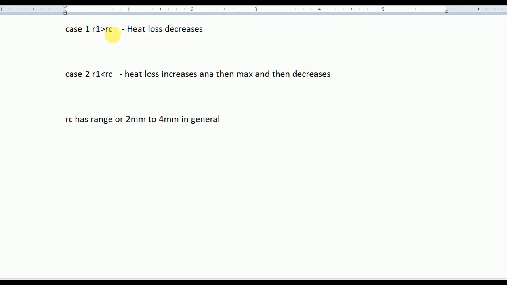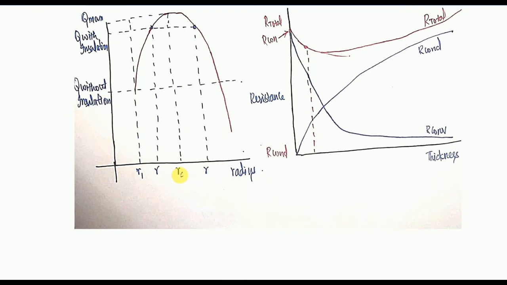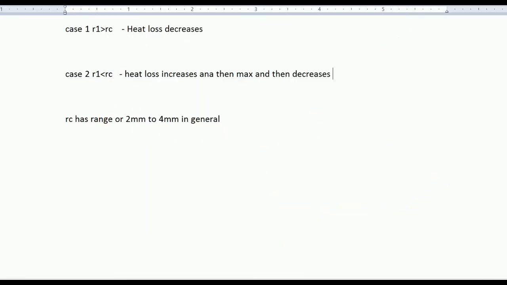So obviously it is more than critical. What happens? It is more than critical, right? So you can see here, that it is more than critical. It is falling in the second zone. Consider before RC the first zone, after RC the second zone. It is falling in the second zone. You can see how the heat curve goes here. The heat loss is decreasing. In the second zone, you can see the heat loss is decreasing. That's why I have given here that the heat loss decreases.